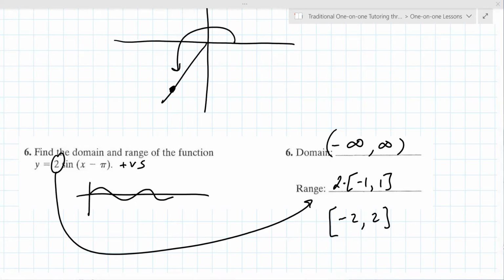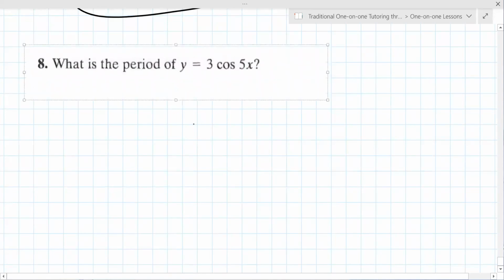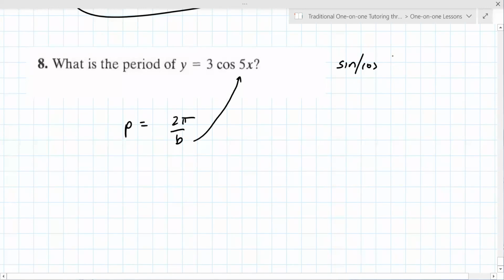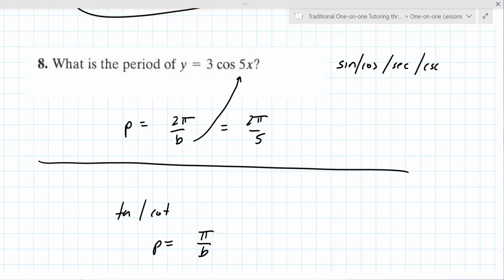All right, 7 is pretty long here. We're going to just go right to 8. What is the period of this function? The period is 2 pi over b. This is your b value, and this applies to sine, cosine, secant, and cosecant. So in your problem here, it's 2 pi over 5. If I give you a tangent or a cotangent problem, the period is pi over b, not 2 pi. Small change on that.